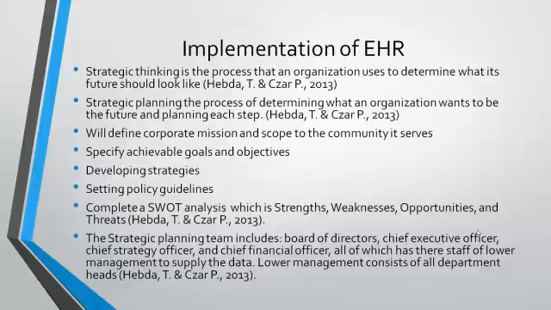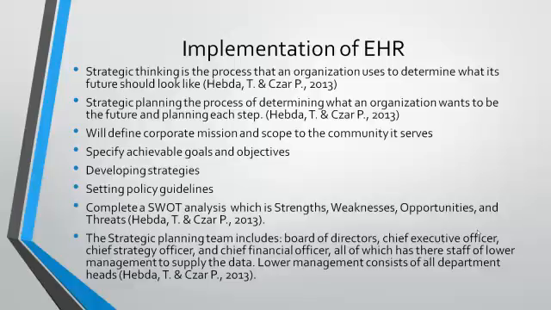Strategic thinking is that process an organization uses to determine what its future should look like. Strategic planning is the process of determining what an organization wants to be in the future and planning each step. It will define the corporate mission and scope to the community it serves, specify achievable goals and objectives, develop strategies, set policy guidelines, and complete a SWOT analysis, which is the strengths, weaknesses, opportunities, and threats.